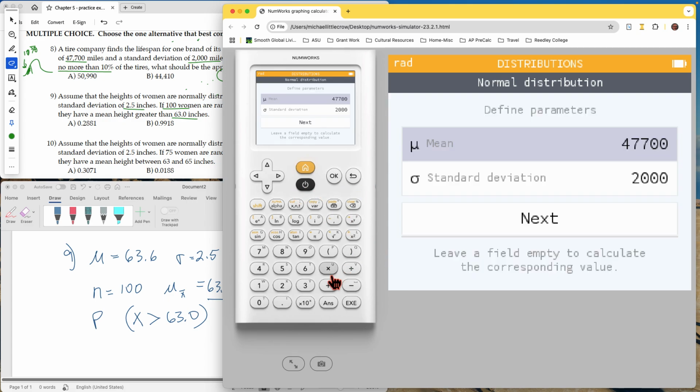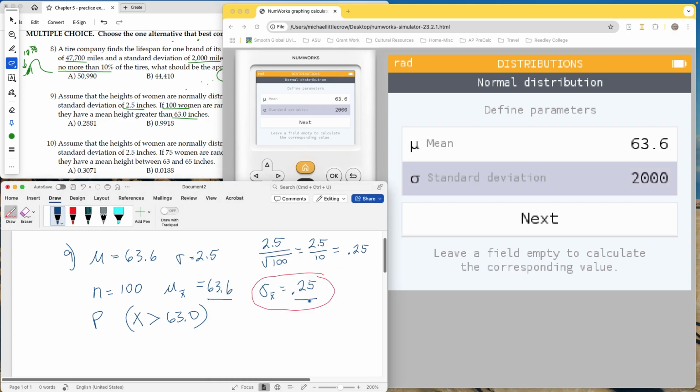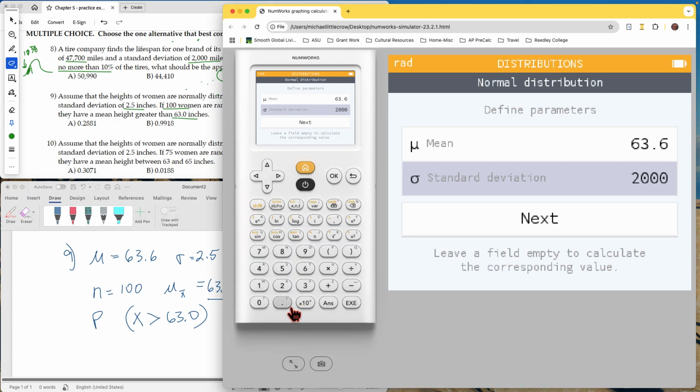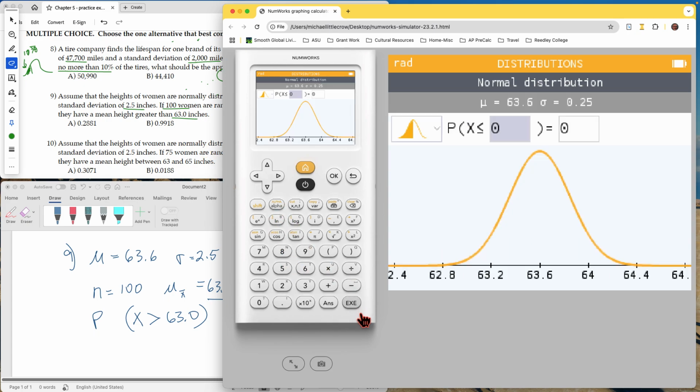Here we go. 63.6, and be careful, it's not 2.5, it's 0.25. 0.25 for our standard deviation. Now, if you put the other one, the 2.5, I'll bet you that answer's there, but we're going to make sure we don't get that one. And then we want x is greater than, so we choose the greater than side. The shading is to the right, and then we've got our greater than, and we put our 63.0.